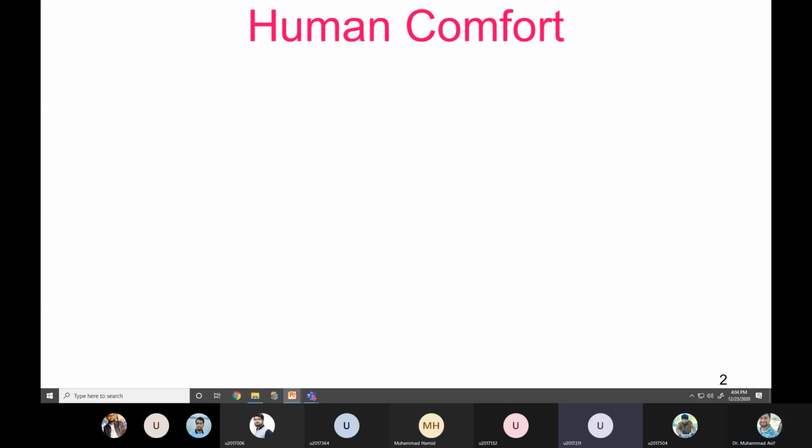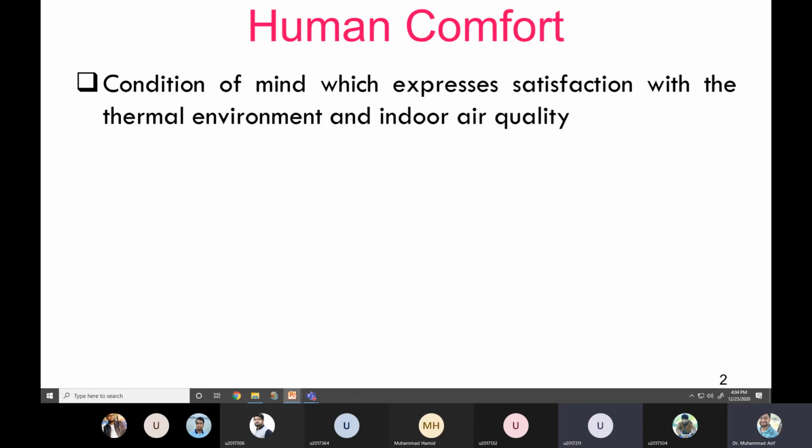So basically, there are a few conditions. For example, 50% relative humidity and a specific temperature. Basically, it's a condition of air at which humans feel comfortable and at ease. Okay. We can define human comfort as a condition of mind which expresses satisfaction with the thermal environment and indoor air quality. So, to have human comfort, there should be a comfortable thermal environment as well as good quality indoor air. These two aspects will give you human comfort.